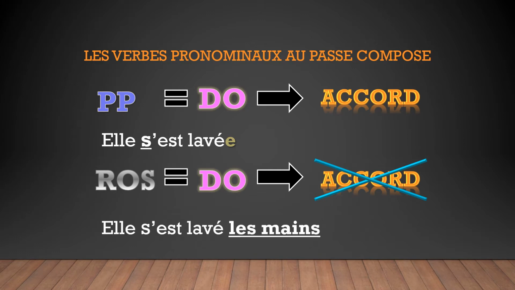In the second sentence, il s'est lavé les mains, we have a se, and we have les mains, hands. What got washed? Se or les mains? In the second sentence, les mains is what got washed. So since that is the direct object, we don't need agreement. If the direct object is before the verb, you need agreement. If it's after the verb, you don't.